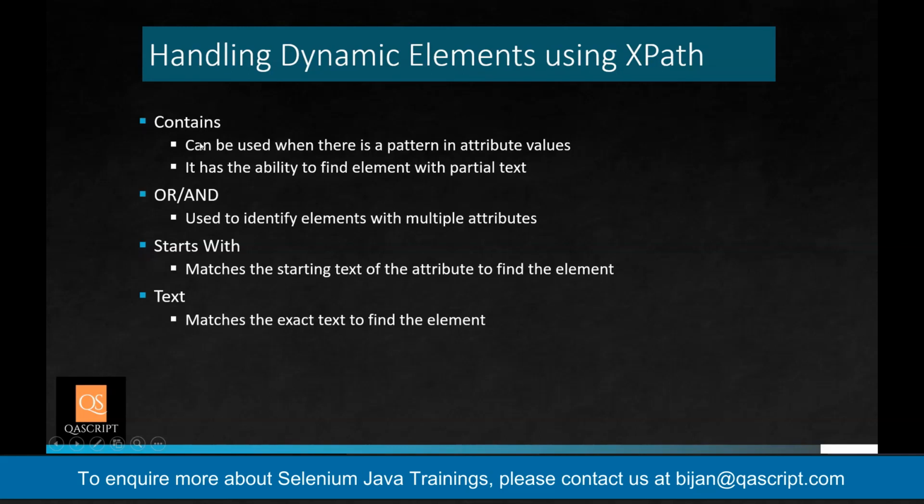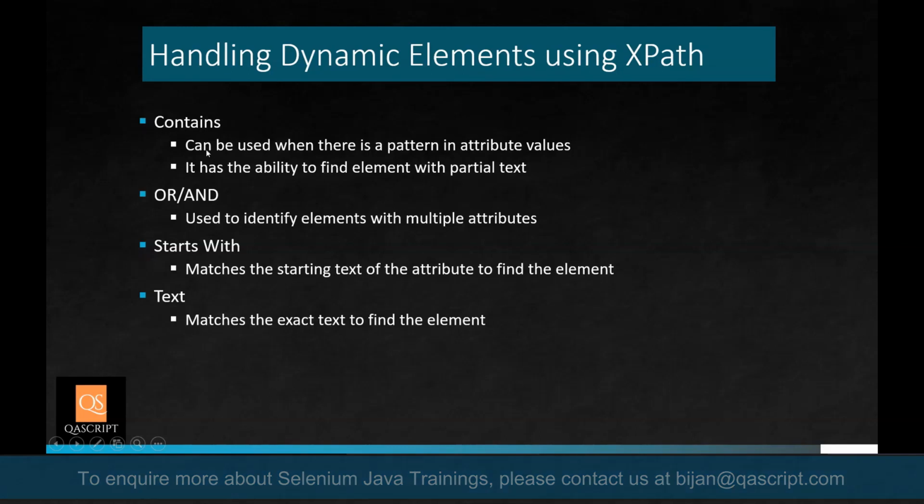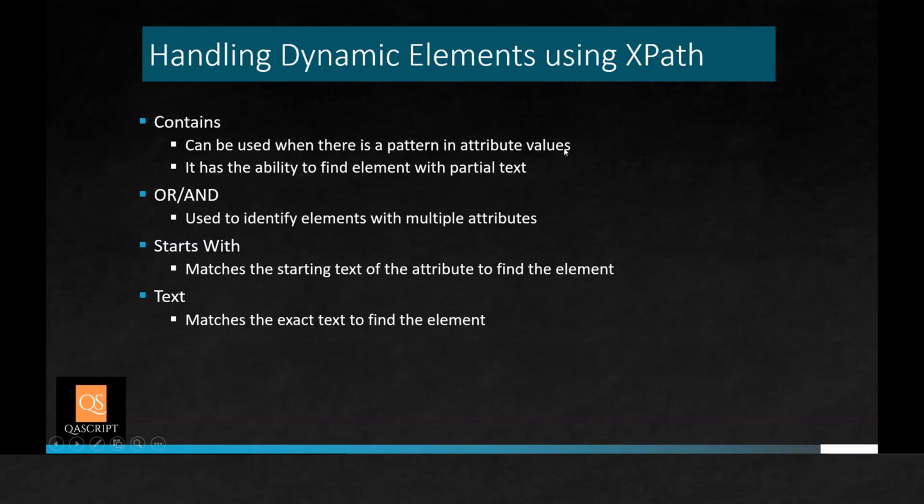So there is the XPath contains method, and it can be used when there is a pattern in attribute values. It can search anywhere in the attribute values of the element. It has the ability to find elements with partial text. Okay, or an and are the Boolean conditions, which can be used to identify elements with multiple attributes.